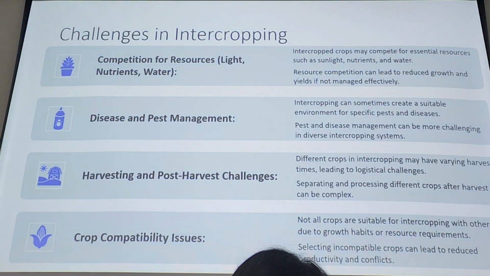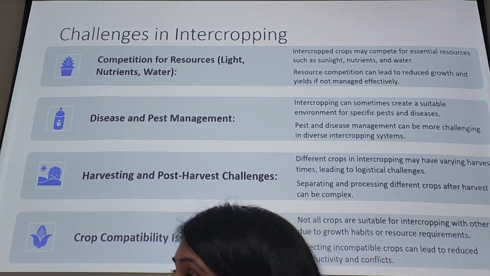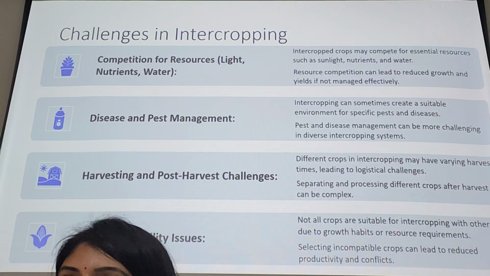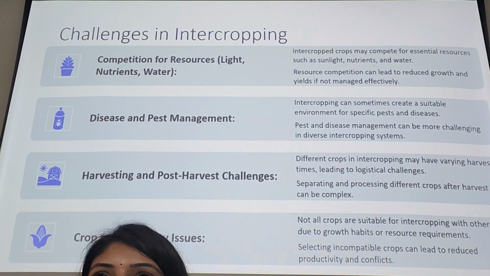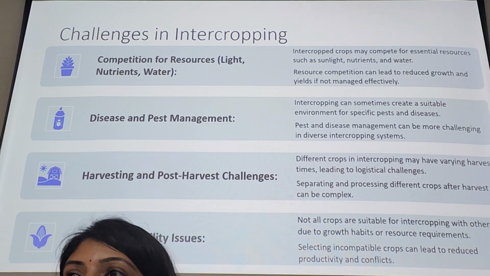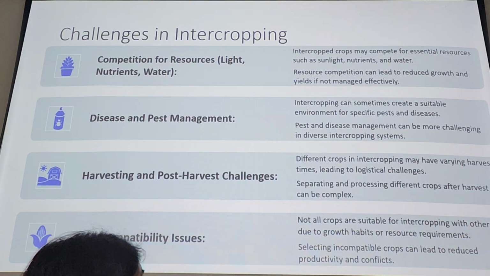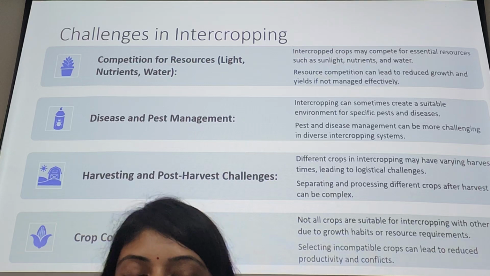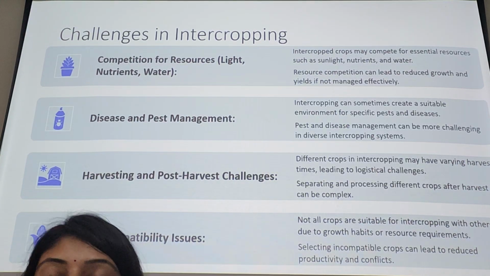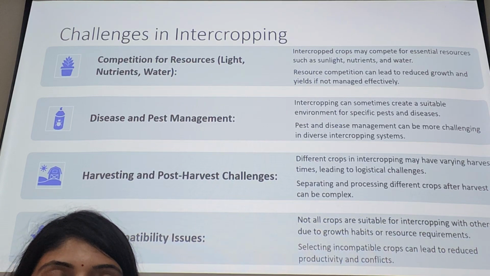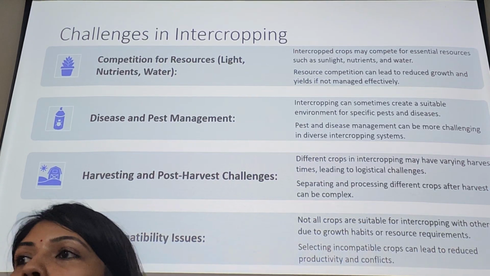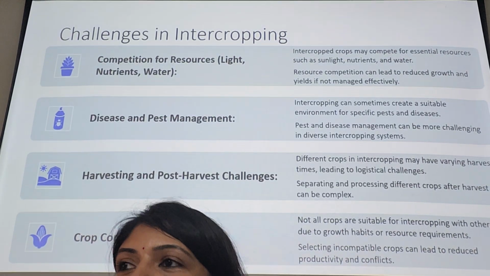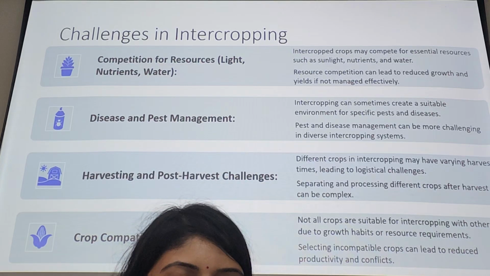Challenges in intercropping. There is competition for resources in terms of light, nutrients and water. When they compete with each other for these resources, it can lead to reduced growth and yields if they are not managed effectively. Second, in terms of disease and pest management, intercropping can sometimes create a suitable environment for specific pests and diseases. When we are planting diverse crops in a cropping system, it becomes more difficult to manage the pest and disease occurrence.